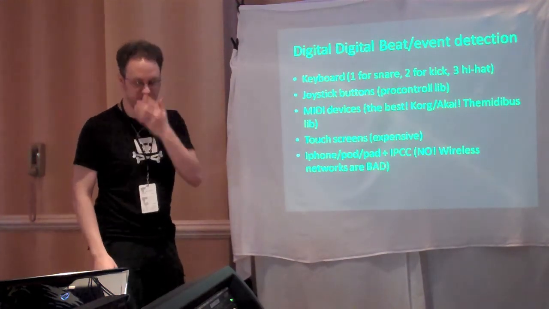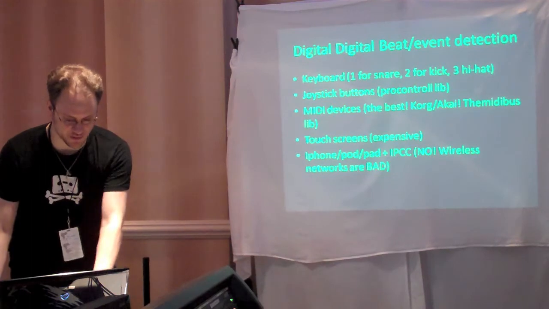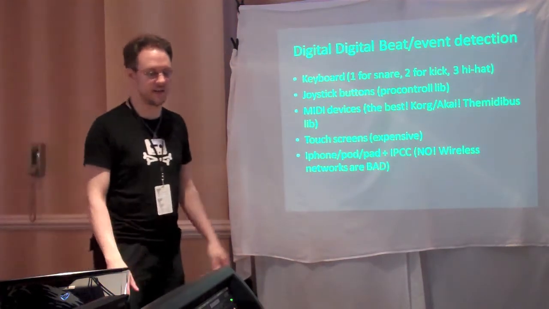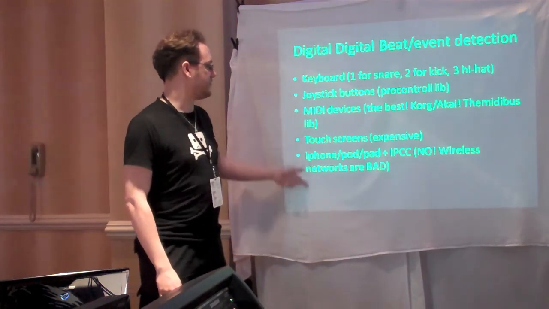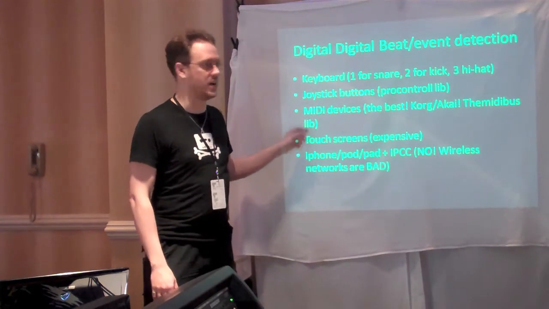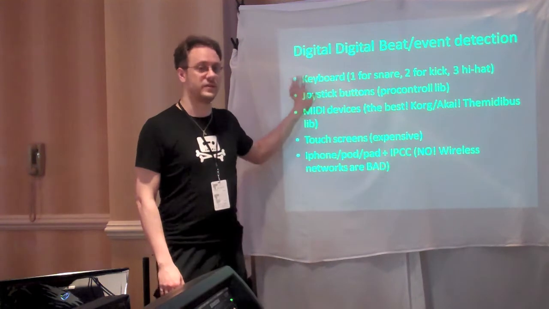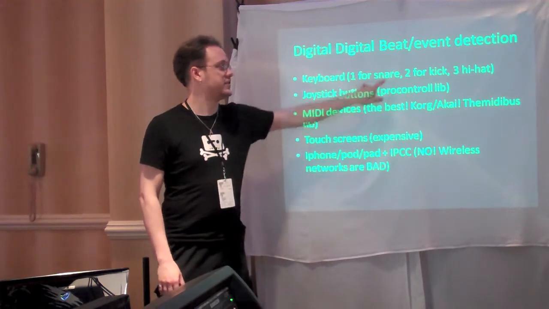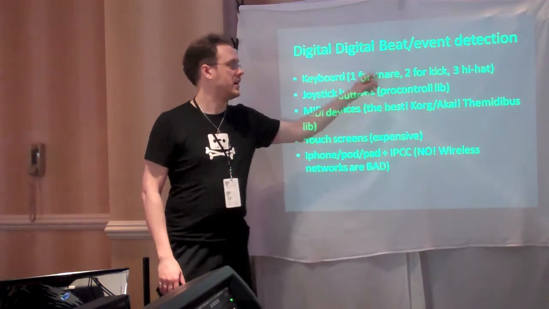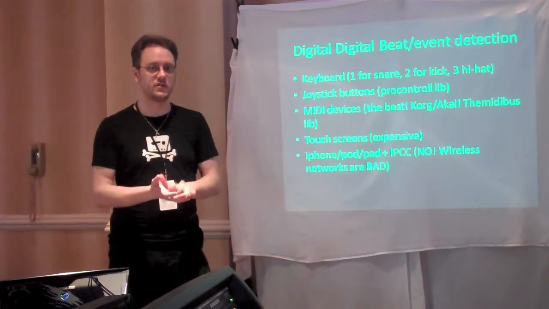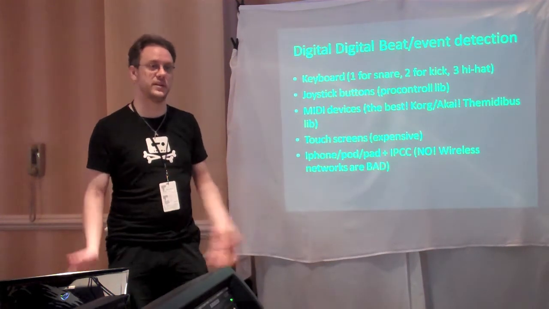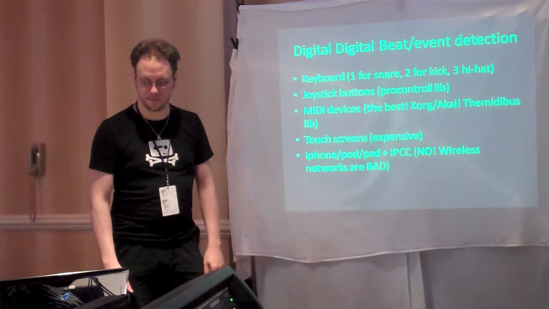The code example to use with this, we'll get to it later. I forget the exact name, but there are different ways to do input. The simplest thing for everyone is the keyboard. You can use the number 1 for a snare, 2 for kick, 3 for hi-hat or whatever. And so for firing events, like drum events, that just works. And I've done that in shows and it's just fine.